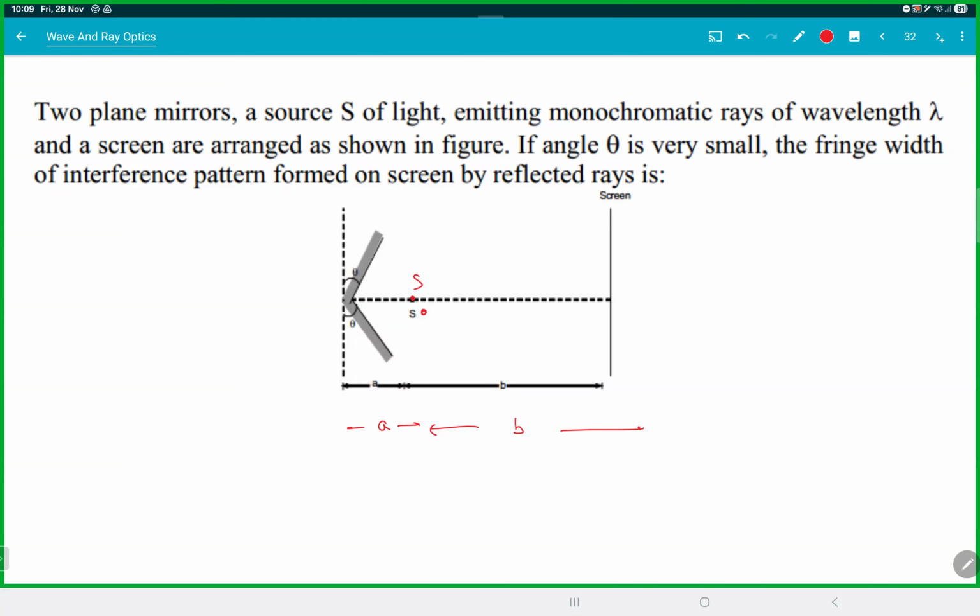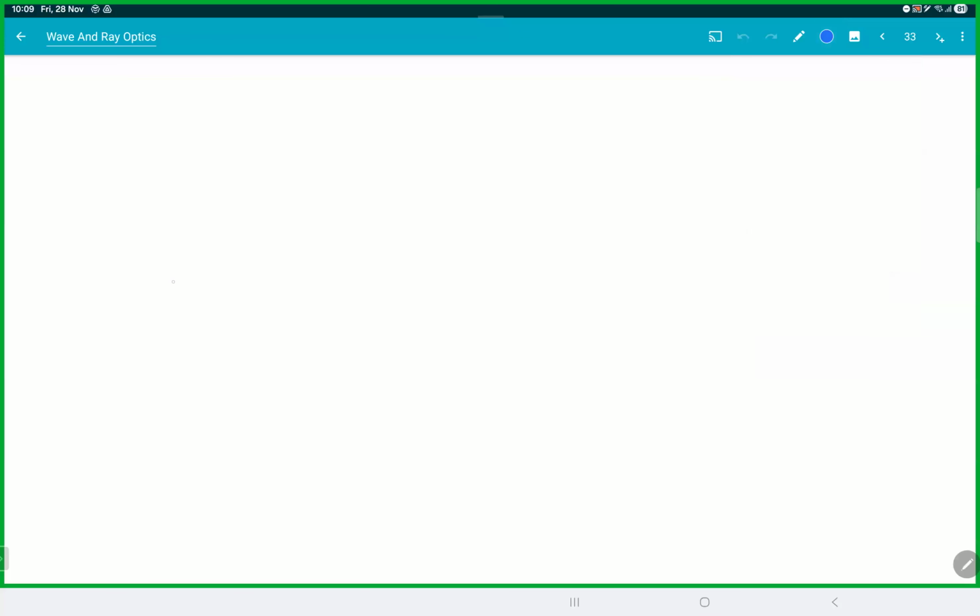So how do we handle this? Basically, these are two mirrors. Let's take one of them, then automatically the other will take care. This angle is theta. So this is the source. And where will the image be? The image will be exactly perpendicular to this.